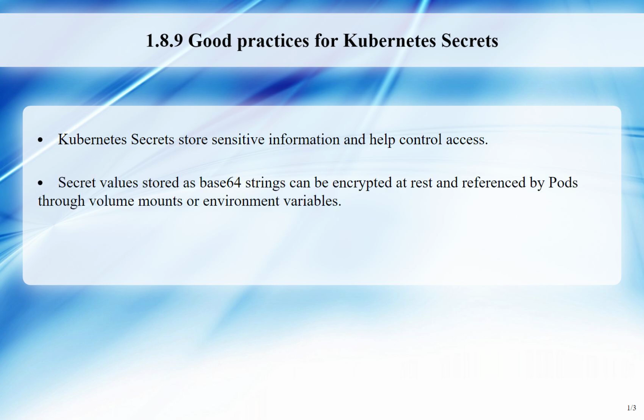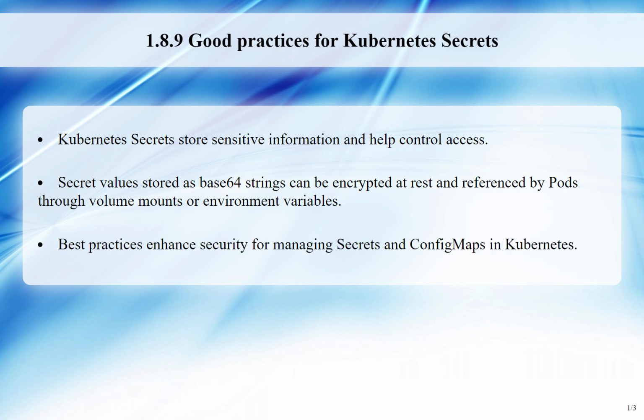Secret values are stored as base 64 strings and can be encrypted at rest. Pods can reference secrets in various ways, such as through volume mounts or environment variables. Following best practices improves security for both cluster administrators and application developers managing secrets and config maps in Kubernetes.